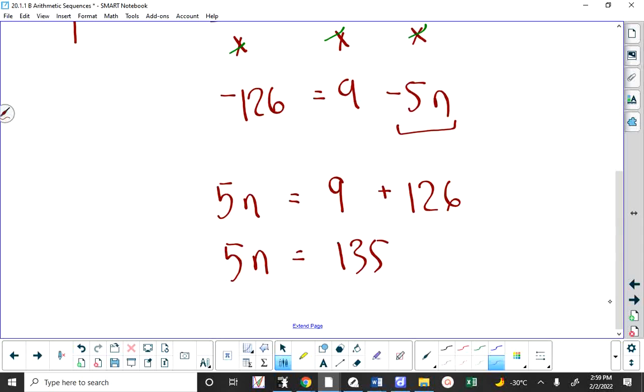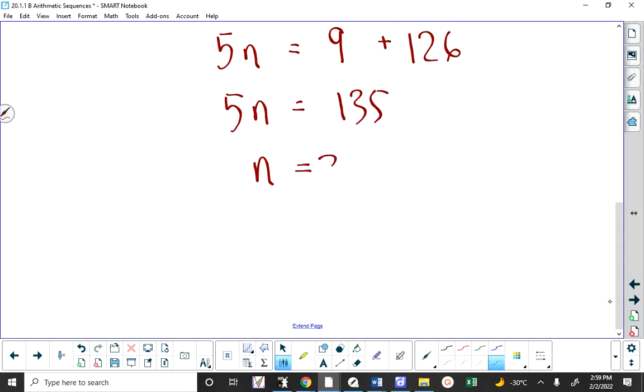I want to say 27. Is that right? When I divide both sides by 5, I get n equals 27. So the 27th term is negative 126x. Was that what it was? Negative 126x? In the question? Yeah. So that's the 27th term. Any questions with that final example?